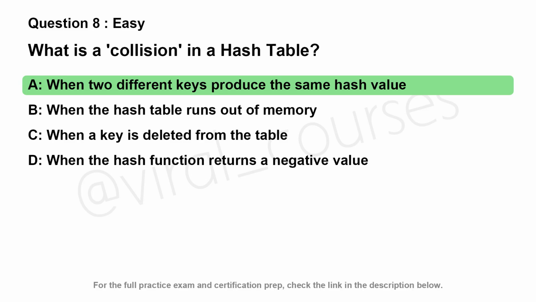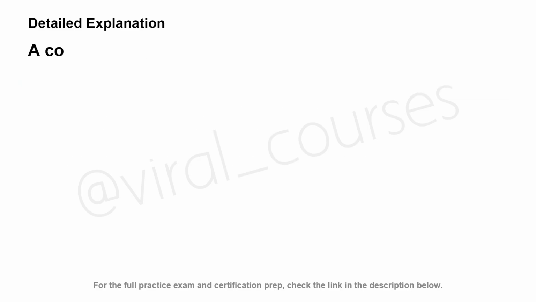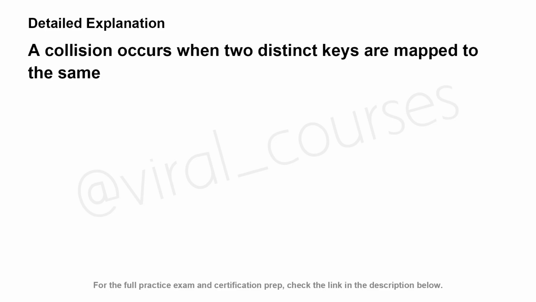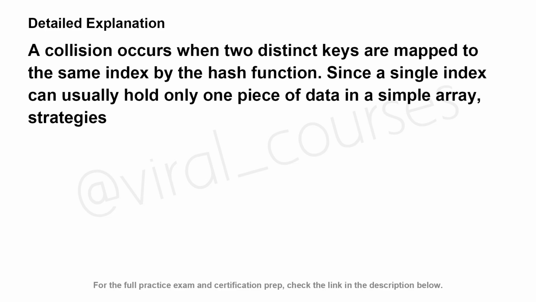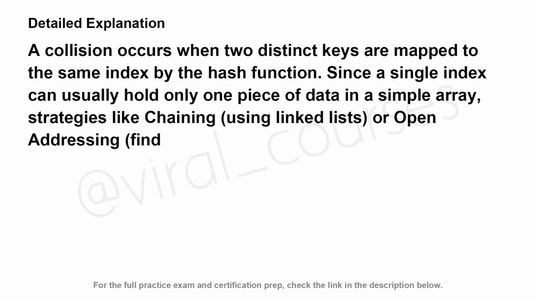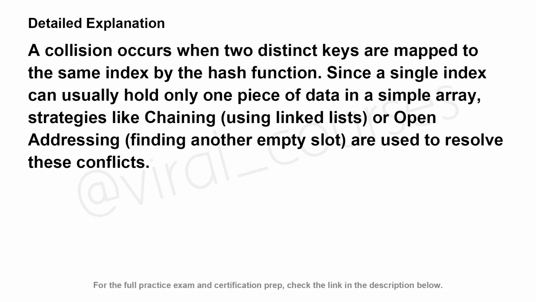The correct answer is A. A collision occurs when two distinct keys are mapped to the same index by the hash function. Since a single index can usually hold only one piece of data in a simple array, strategies like chaining, using linked lists, or open addressing, finding another empty slot, are used to resolve these conflicts.